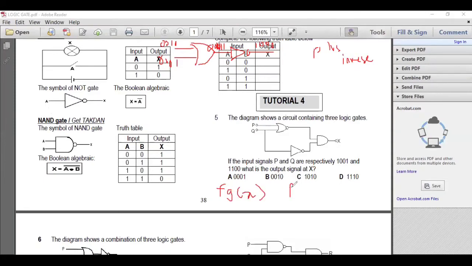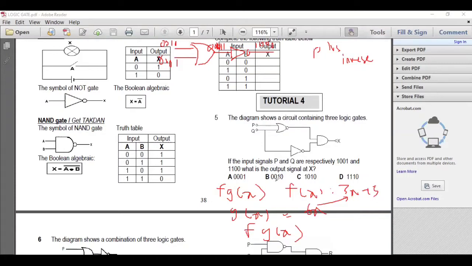Let's say f(x) is 3x plus 5, and g(x) is 6x. If you want to find the composite of f(g(x)), you take the g and put it inside the f. That means you take this one and put it inside here. So the same goes for the NAND gate.